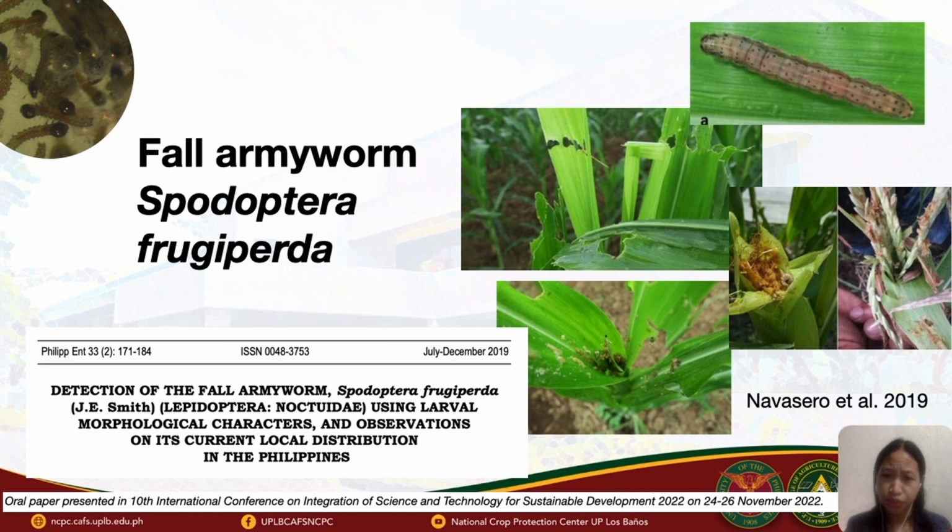Since its first report in 2019, incidences were reported in various corn-producing regions in the Philippines, with infestation reports in sugarcane in 2020 and rice in 2021. This pest can damage the whole plant, from window panes and leaves, destroyed silks and tassels, to corn cob damages. Hence, management measures must be in place to prevent upshoot in its population.